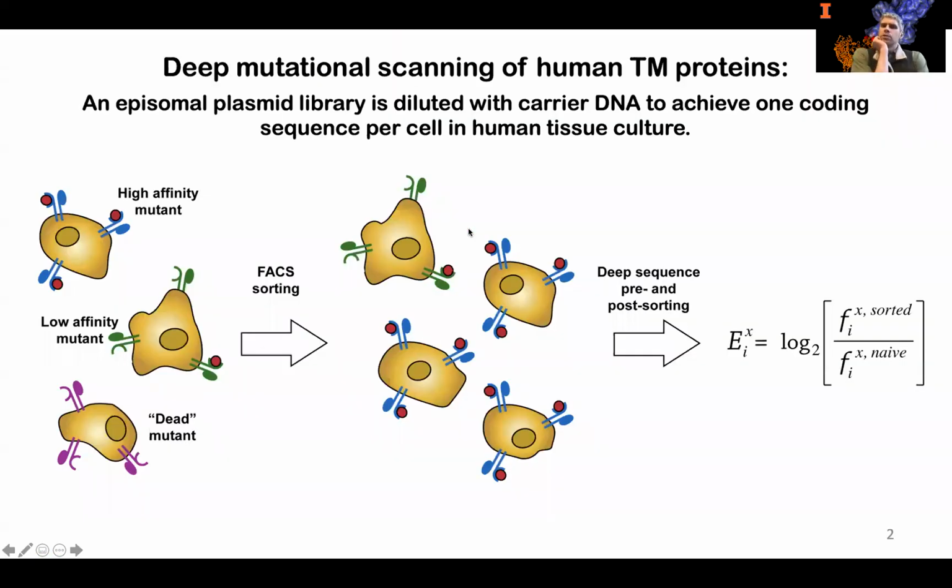The approach we take to doing deep mutational scanning is to encode a library of different protein variants on an episomal plasmid that is then transfected using a large excess of carrier DNA to dilute down the coding plasmid into human tissue culture. Under those conditions, we typically get no more than one coding variant expressed per cell. So that gives us our tight link between a single genotype to a single phenotype.